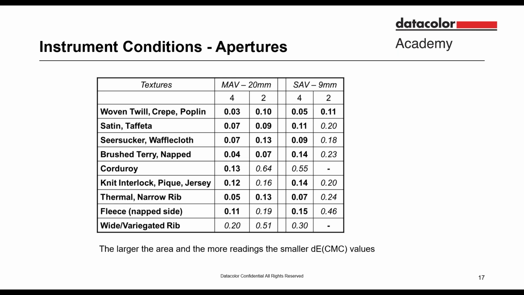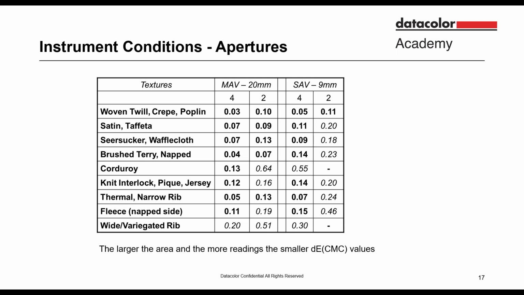In the following table, we are showing the effect of using MAV, or medium area view, versus a small area view, or SAV. We're talking about a difference between 20 millimeters and 9 millimeters. We are measuring samples that range from a very uniform woven sample to a more complicated texture like corduroy, a variegated rib, or fleece. These samples were measured using these two apertures, with an average of 4 readings or 2 readings.